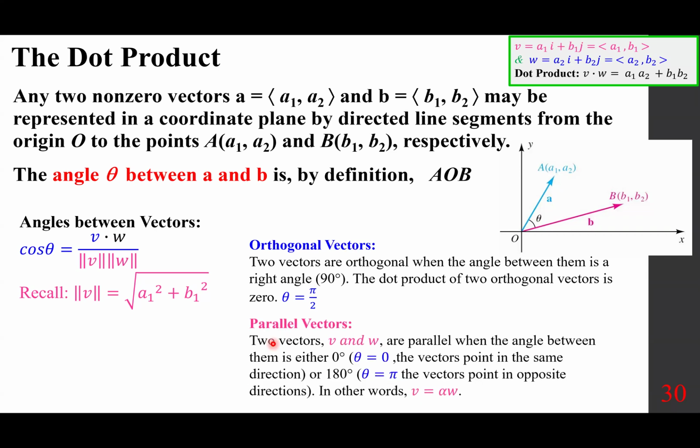Parallel vectors. Two vectors V and W are parallel when the angle between them is 0, the vectors point in the same direction, or 180 degrees, theta equals pi, the vectors point in opposite directions. In other words, V is alpha times W. So the angle between them is 0 or pi.